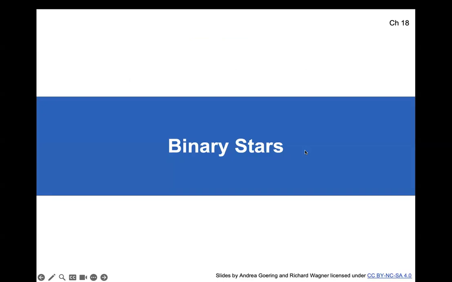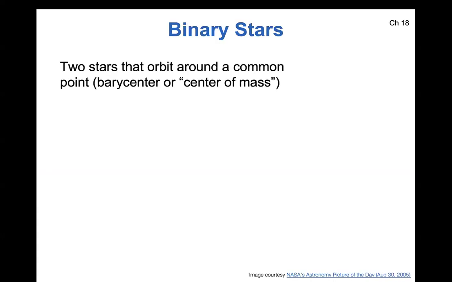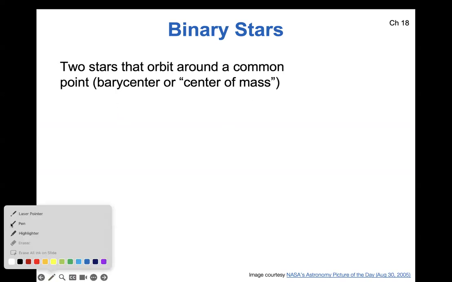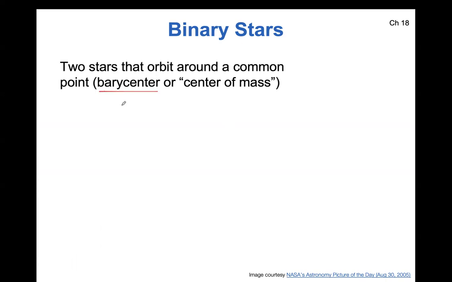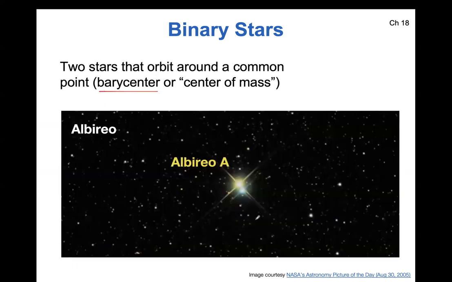More on it later. Okay, so to get things started, we want to talk about a common type of star system that is different from our own solar system. And that is binary stars. This is when two stars orbit around a common point, the center of mass of those two stars, essentially the balance point of the two stars. It has a technical name called the barycenter. So that would be the point of orbit.